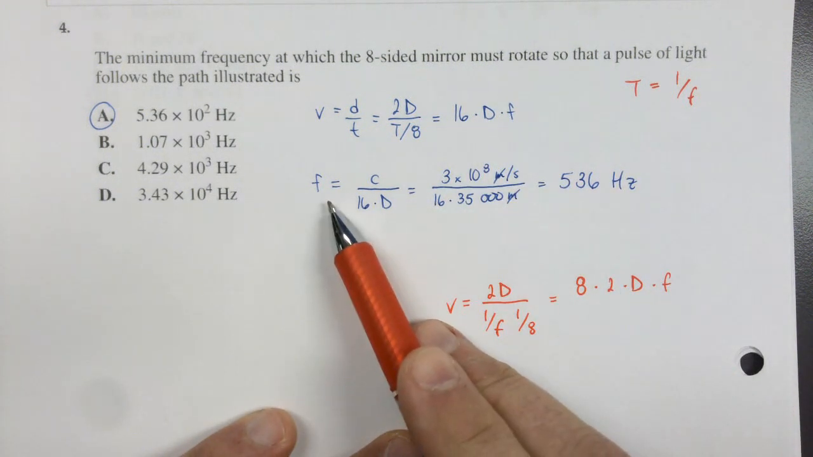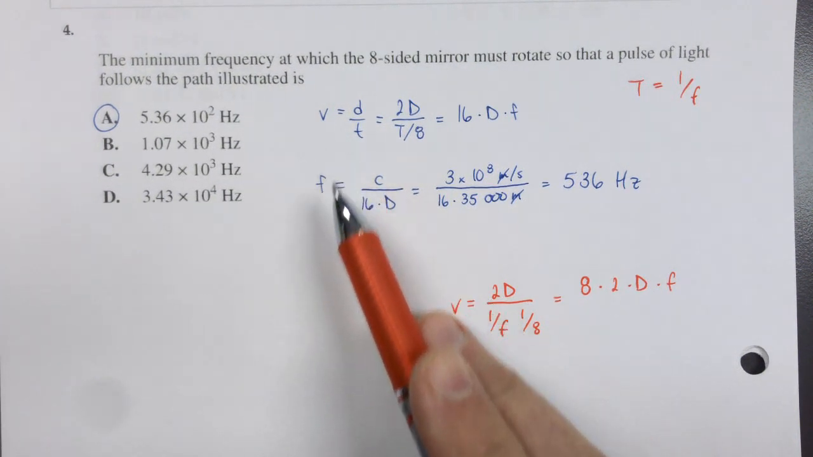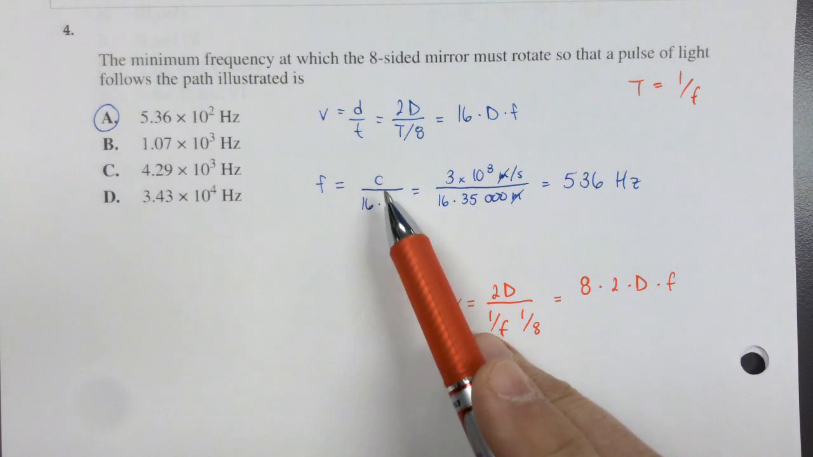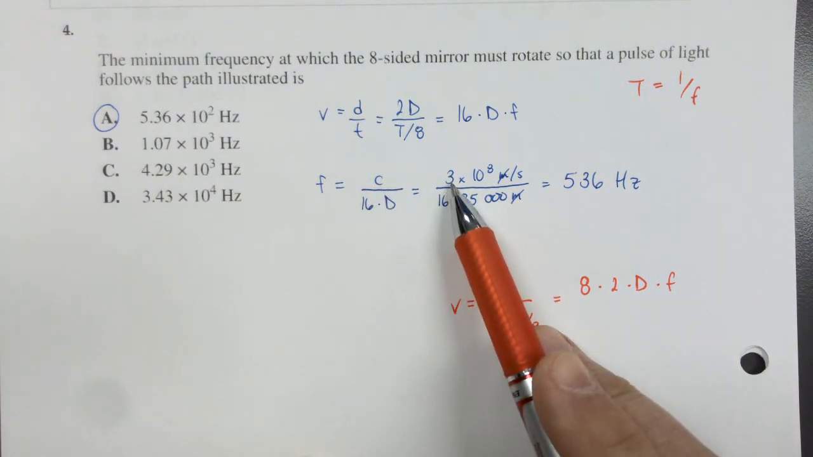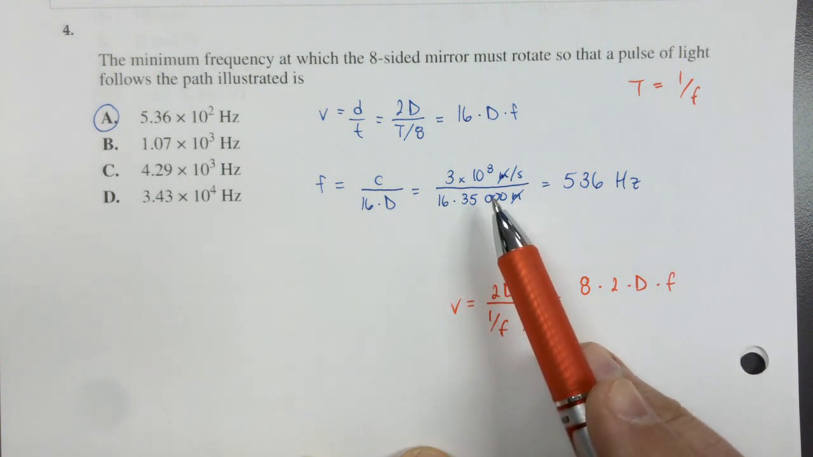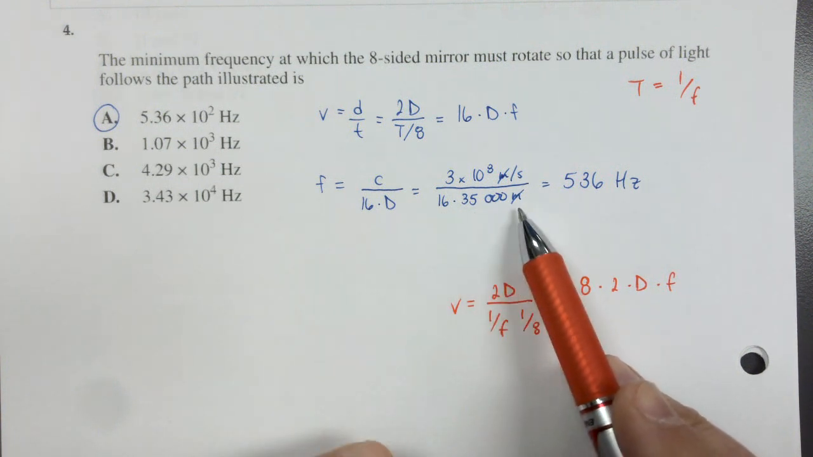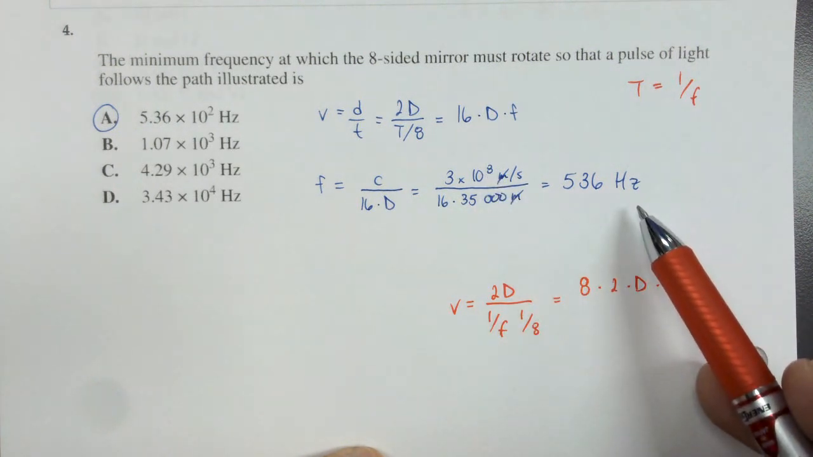Okay, looking at the algebra, we know the speed of light. We know the speed of light is 3 times 10 to the 8 meters per second, so that is known. We know the distance. We can just put in 3 times 10 to the 8 meters per second divided by 16 times the distance. It's important to convert the distance to meters because our speed is in meters, and that will give us our hertz.